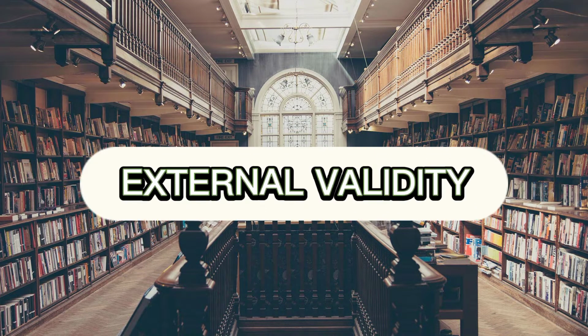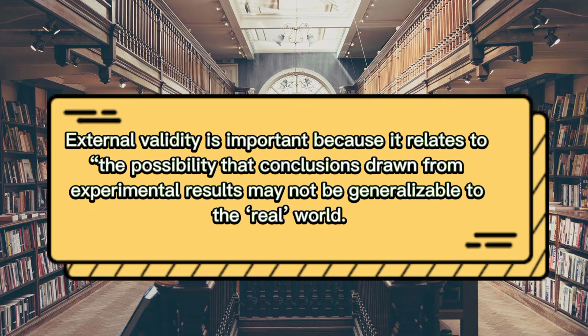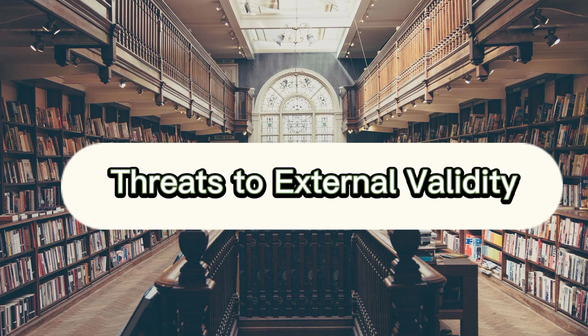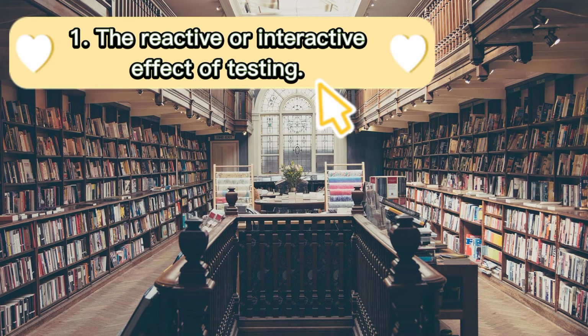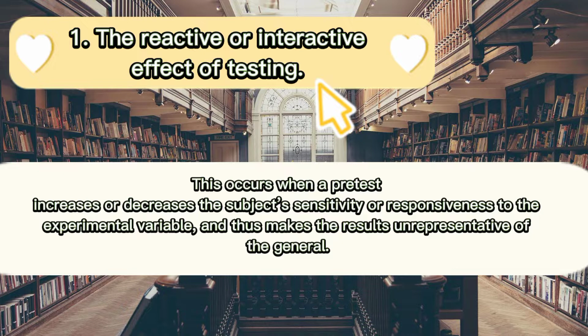Next is external validity. External validity is important because it relates to the possibility that conclusions drawn from experimental results may not be generalizable to the real world. Threats to external validity. 1. The reactive or interactive effect of testing. This occurs when a pretest increases or decreases the subject's sensitivity or responsiveness to the experimental variable, and thus makes the results unrepresentative of the general population.